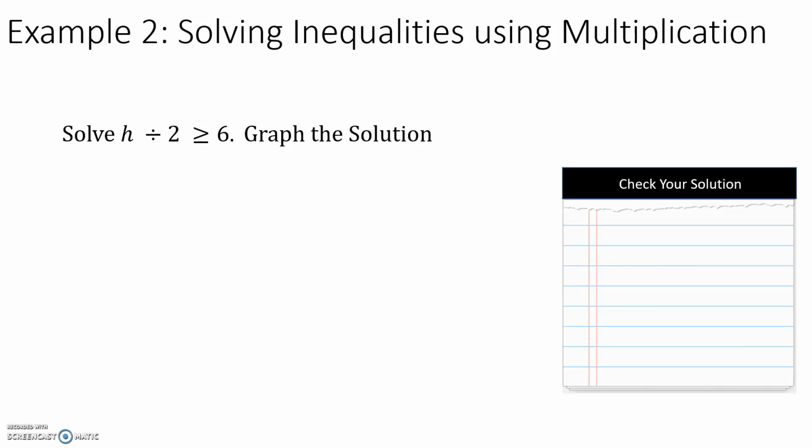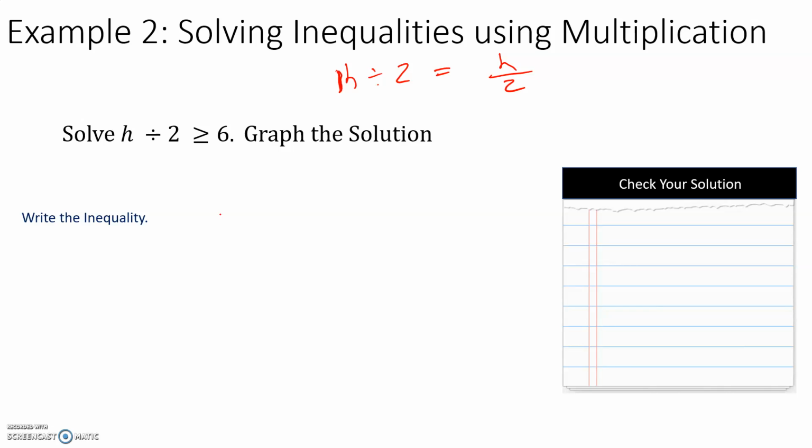All right, so let's try another one. This is just a different way that you may see it, but it's the same thing, because h divided by 2 is the same thing as h divided by 2. I'm just assuming there's a 1 there. All right, so first we're going to write the inequality.